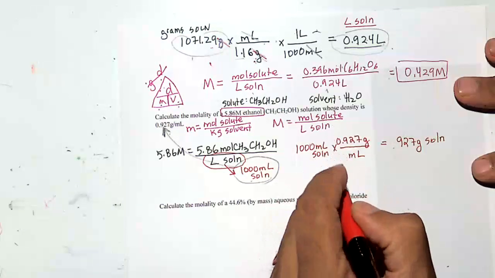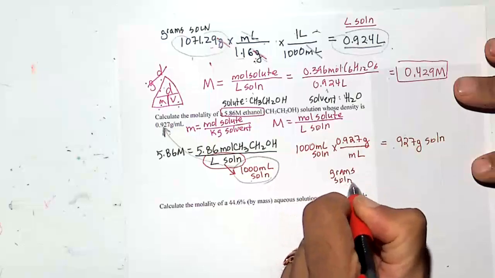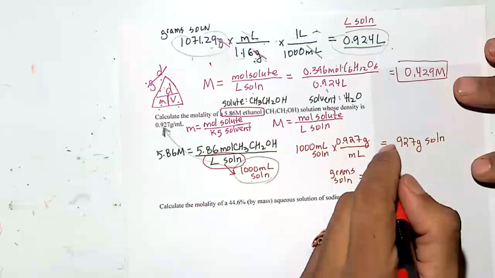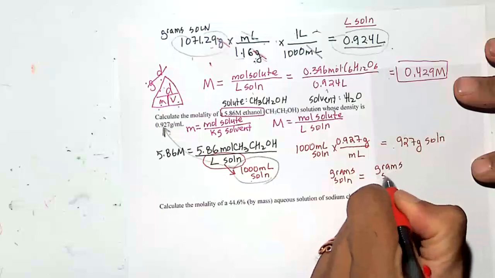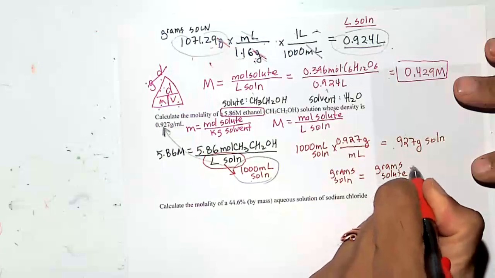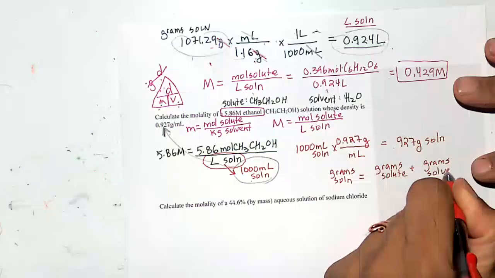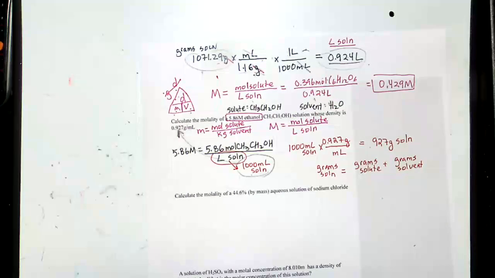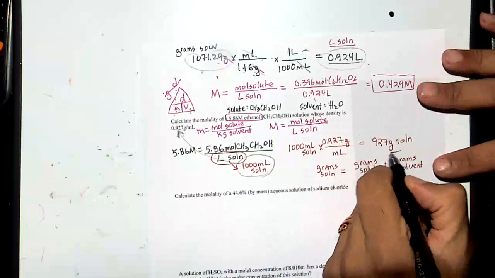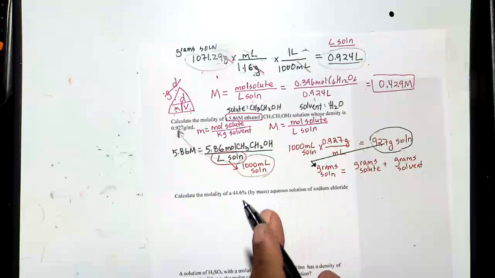So just like in our previous problem, we know that grams of solution is equal to what? Grams of what plus what? Are we okay with that? So our grams of solution is right here. We got that from the density.